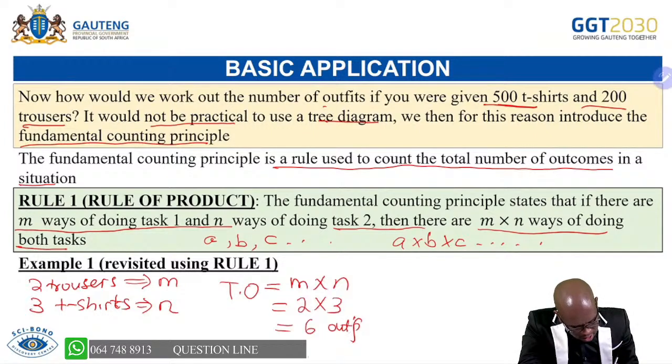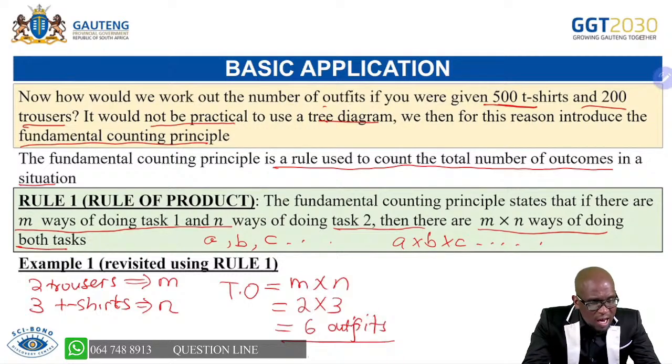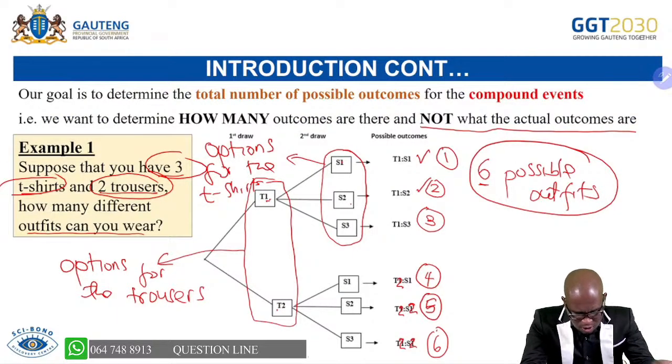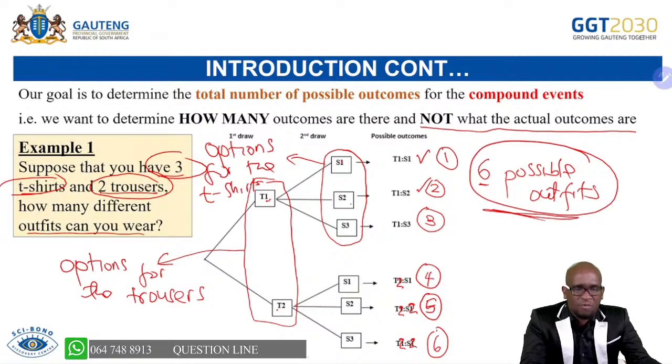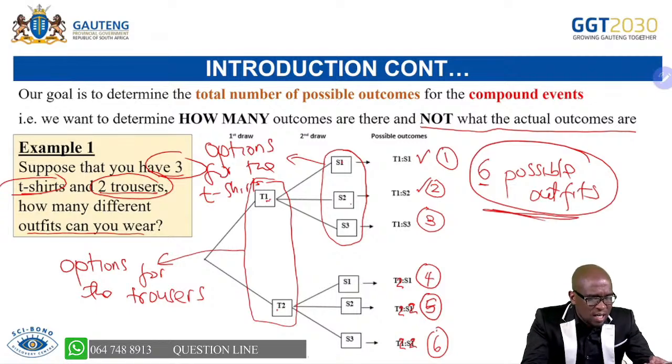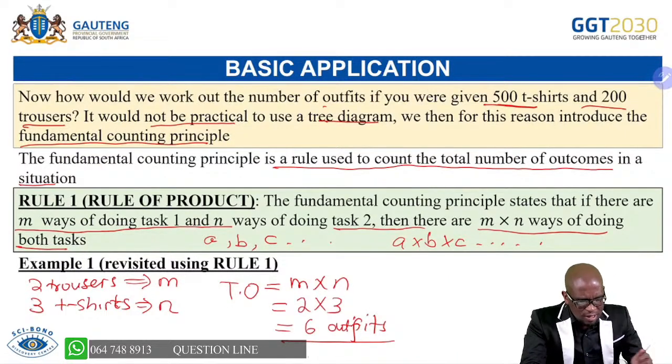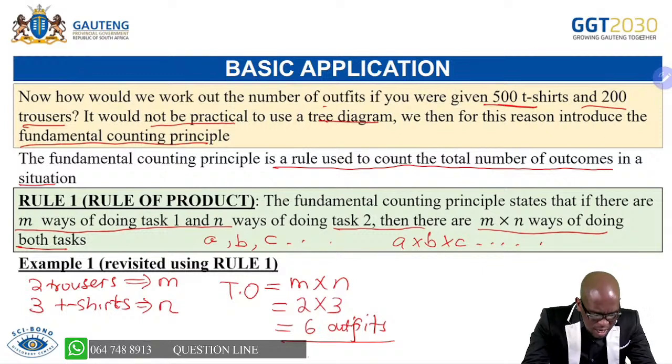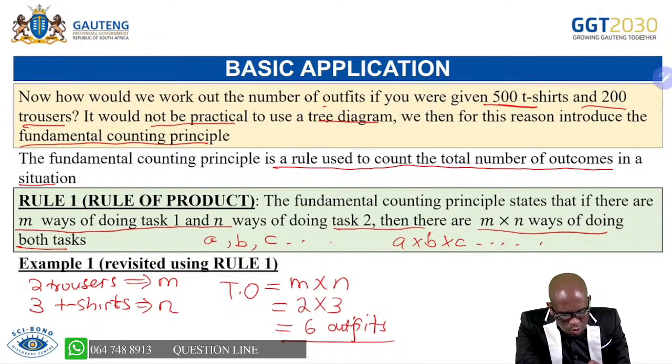6 possible outfits like that. It's 6 possible outfits. If you check from the previous slide here, we got 6 possible outfits by making use of the tree diagram. But here we get 6 possible outfits by making use of the fundamental counting principle, which means we can also be able to calculate for what?